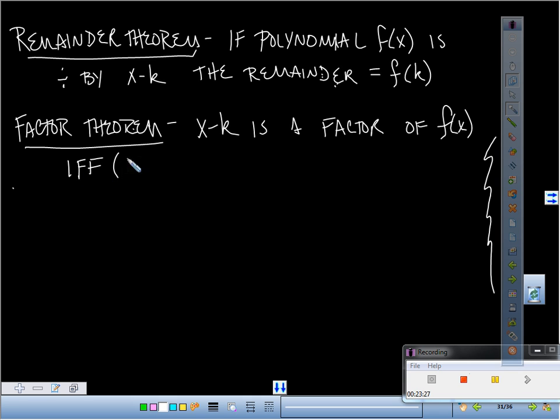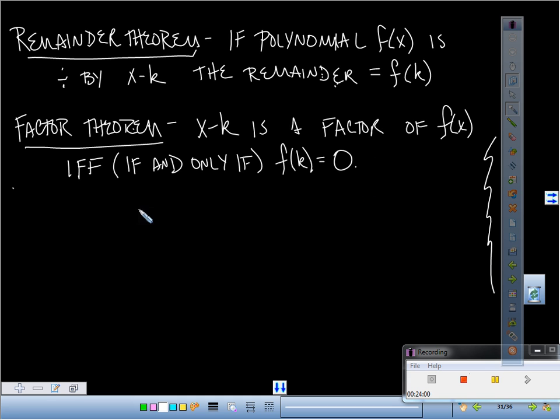So IFF means if and only if. Now, when someone tells me that, I go, oh, of course it's IFF. It's if and only if. All right? And here's what it says. X minus k is a factor of f of x if and only if f of k is equal to what? 0. Because that's your remainder. Okay? Only if f of k is equal to 0.